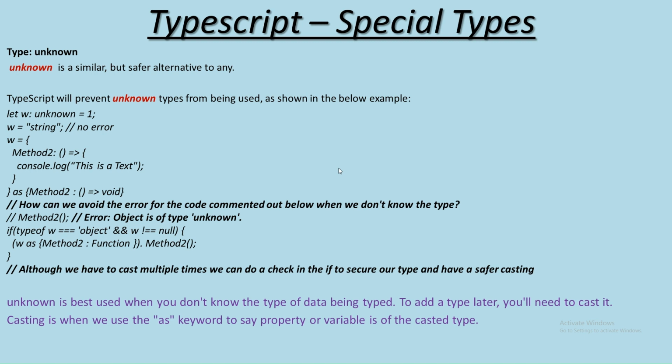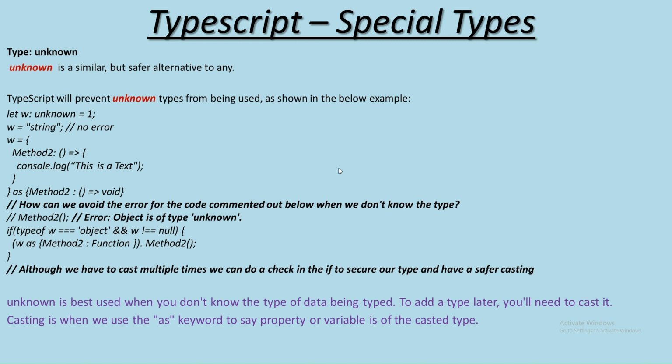So how can we avoid the error for the code commented out below when we don't know the type? When we are trying to call method2, this one would throw an error. How are we going to avoid that? In that case, we will have to do an if-else condition, and within the condition we check that the type of that variable is equal to object and not equal to null. Then we convert that variable to that function type and declare it, so we can call the function by its name.